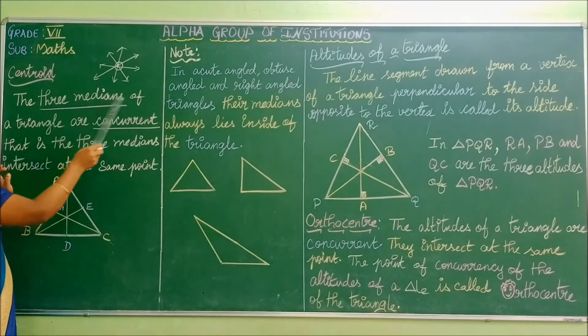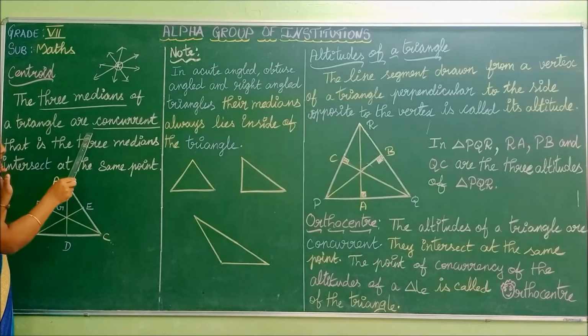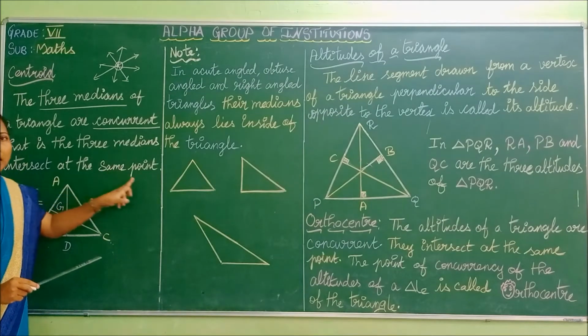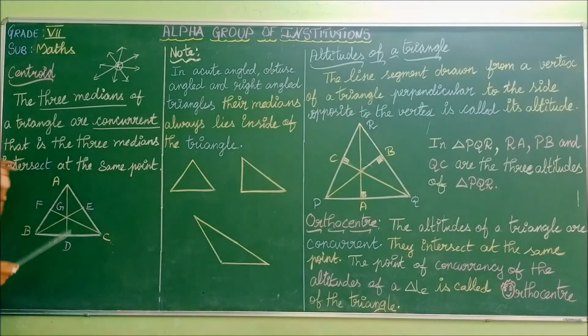The 3 medians of a triangle are intersecting, that is, concurrent. That is, the 3 medians intersect at the same point. That point is said to be the centroid of the triangle.